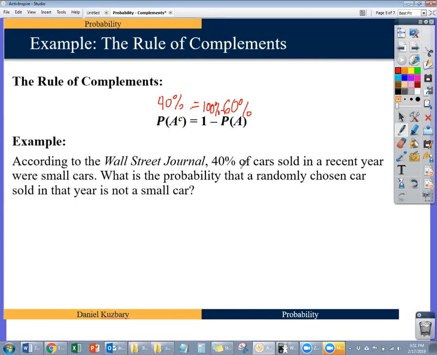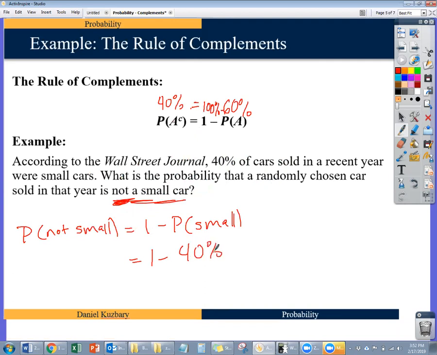According to the Wall Street Journal, 40% of cars sold in recent years were small cars. What's the probability that a randomly chosen car sold that year is not a small car? So you see this word not. You've got small car and you've got not a small car. So the probability you have not a small car is equal to, using the rule up on the top of the screen, 1 minus the probability that you have a small car, which is 1 minus 40%, or 60%. We usually write probabilities as decimals, so we're going to do 0.6.